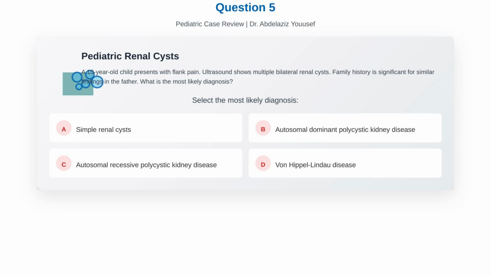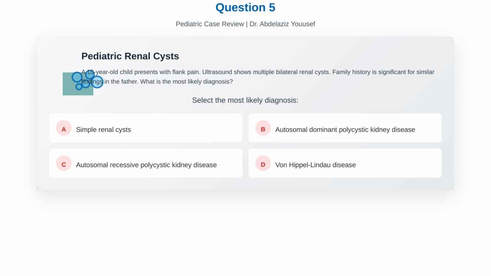A 10-year-old child presents with flank pain. Ultrasound shows multiple bilateral renal cysts. Family history is significant for similar findings in the father. What is the most likely diagnosis? Option A, simple renal cysts. Option B, autosomal dominant polycystic kidney disease. Option C, autosomal recessive polycystic kidney disease. Option D, von Hippel-Lindau disease.